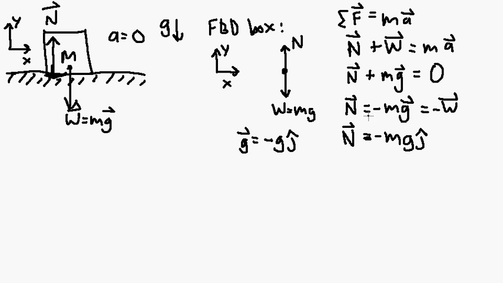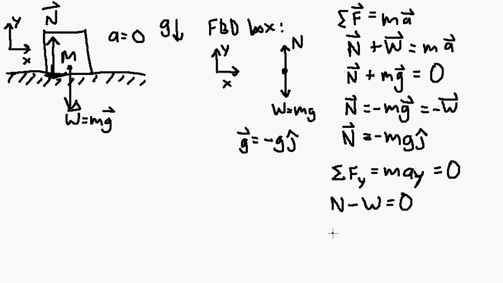If we wanted to do this in scalar form, we would do the sum of forces in the y direction equals m times acceleration in the y direction, which equals 0. And then the normal force acts in the positive y direction, so normal force minus the magnitude of the weight equals 0. So really, you could say the magnitude of the normal force is the magnitude of the weight. So there you go. Pretty easy, obviously.